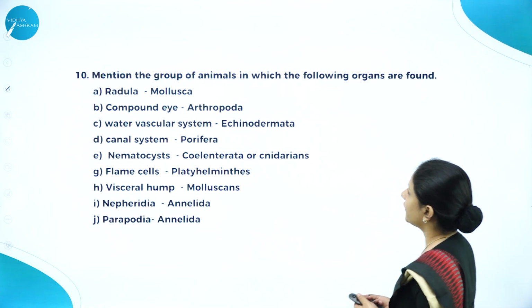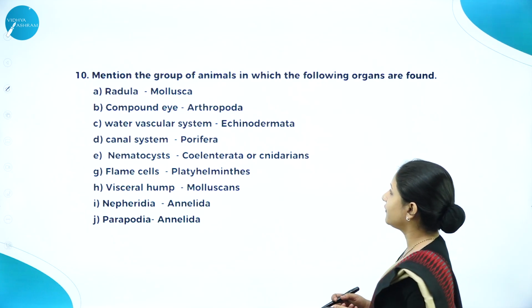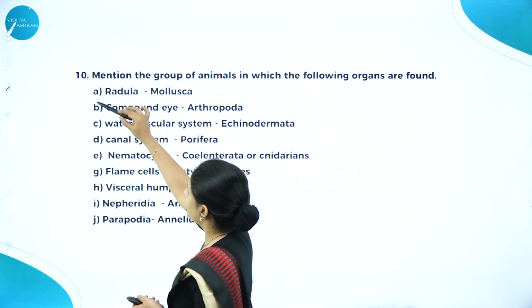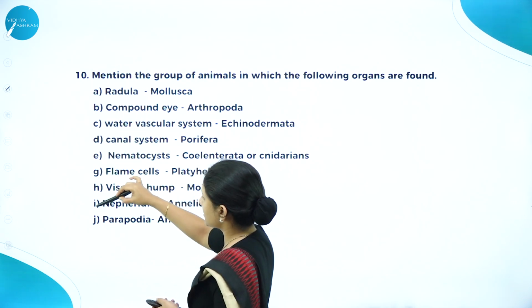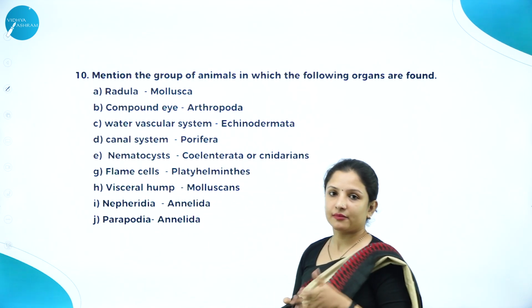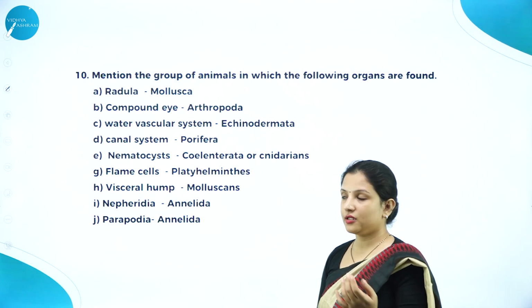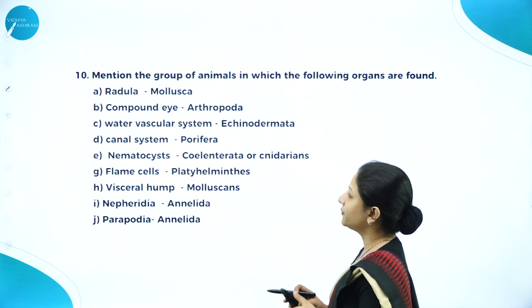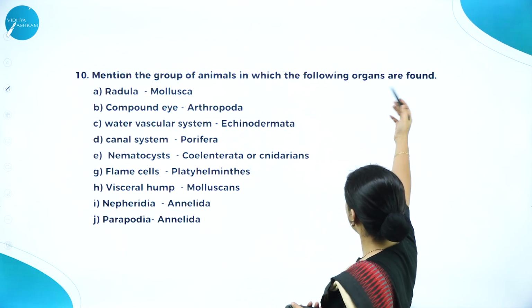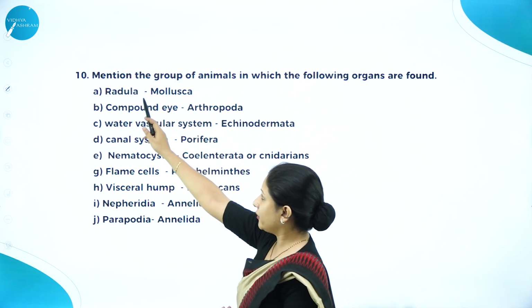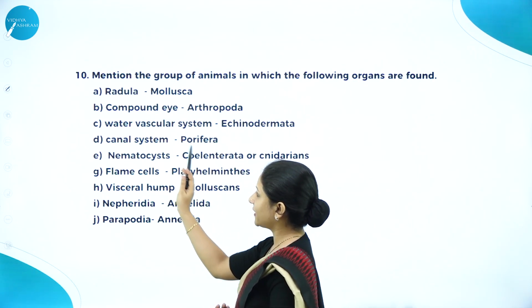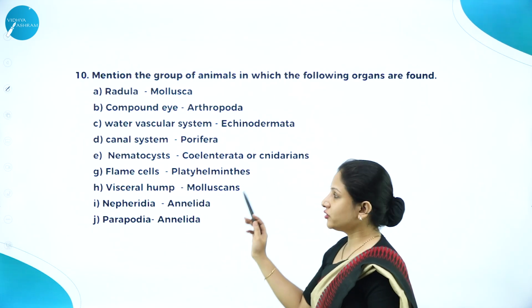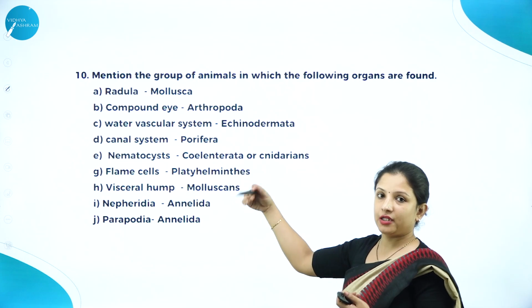Next, mention the group of animals in which the following organs are found. See, they can ask the question like this. They have given 9 here. Sometimes 5 will be given, sometimes 10, depending on the distribution of the marks. The organs are radula, compound eye, water-vascular system, canal system, nematocyst, flame cell, visceral hump, nephridia and parapodia. You have to write which phylum they belong to.